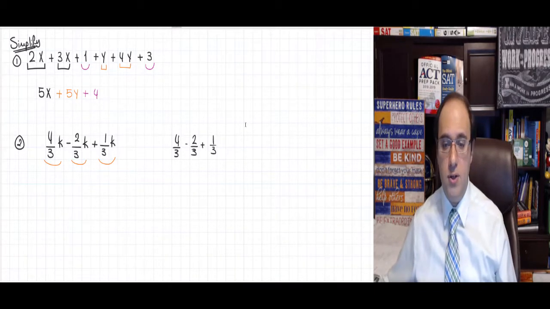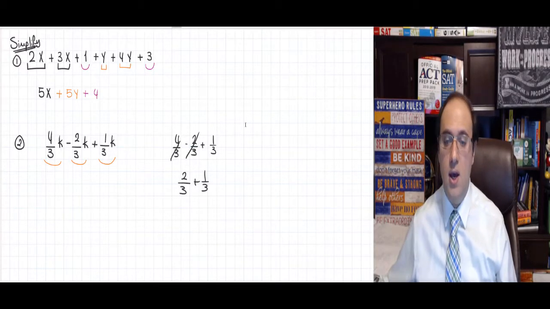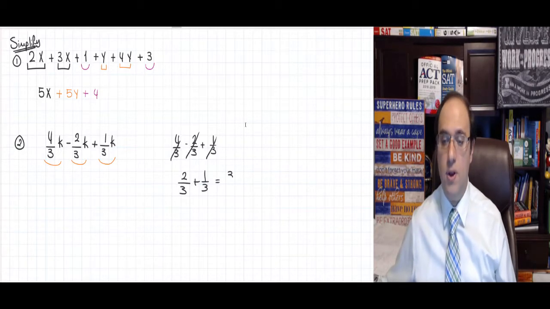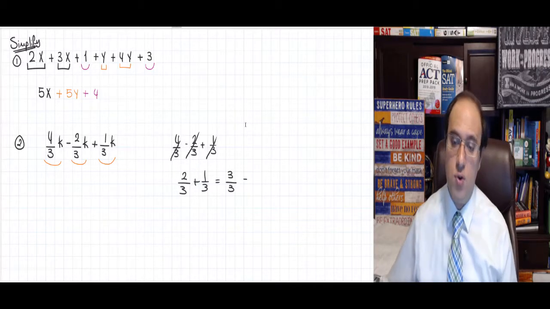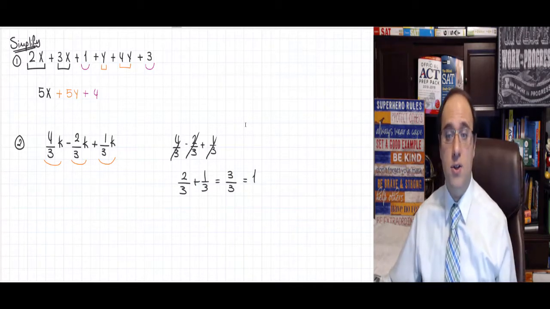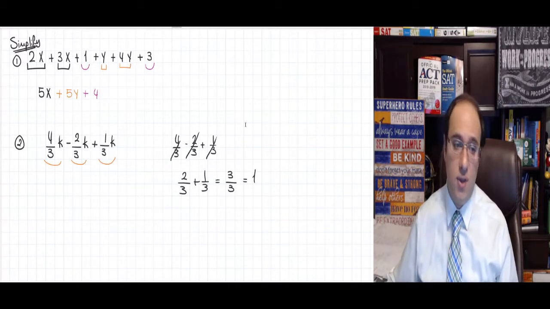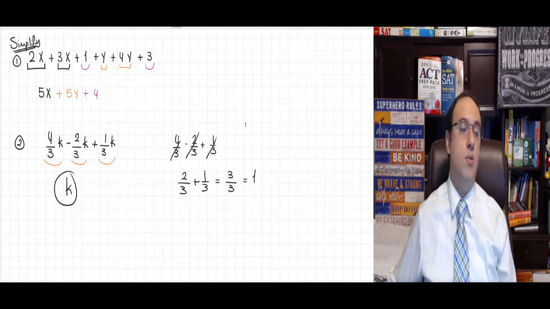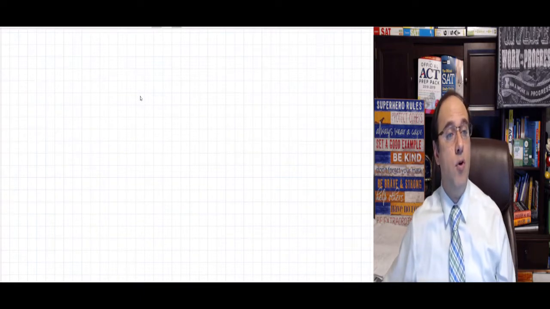Okay, 4 over 3 minus 2 over 3 is 2 over 3 plus 1 over 3. Okay, 2 over 3 plus 1 over 3 is 3 over 3. What is 3 over 3? It's 1. When you have the numerator and denominator equal to each other, the answer is 1. So we have 1k, that's the answer. And when we have 1 times any variable, the answer is just that variable. So the answer is k. Easy.